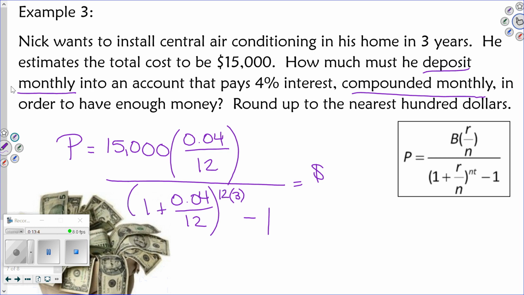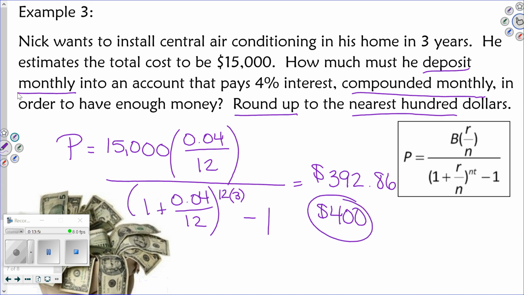So what answer does your calculator actually give you? 392.86. But the directions say round up to the nearest 100. So it'd be $400. So $400 a month, if he puts that away, he's going to be able to afford his air conditioning in 3 years. Thanks, Xavier.